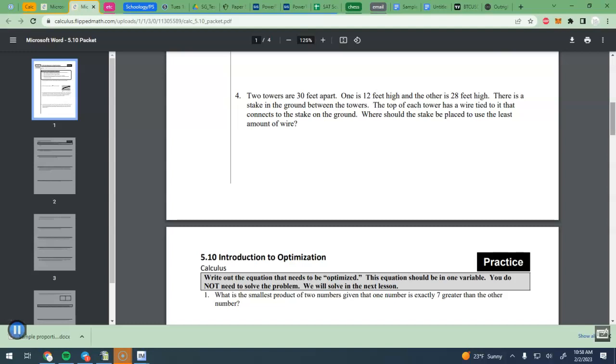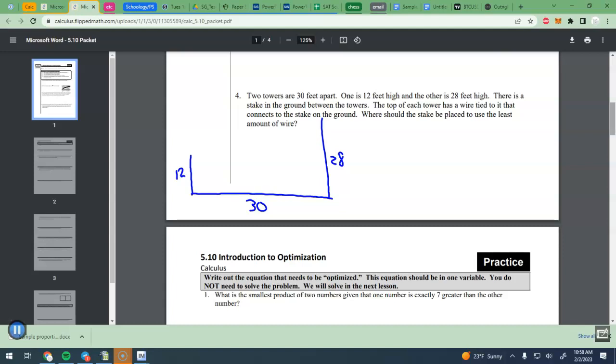Two towers are 30 feet apart. One tower is 12 feet high, the other is 28 feet high. All right, so I got a tower that's 12 feet high. I got 30 feet. I've got a tower that's 28 feet high. Fair enough so far?